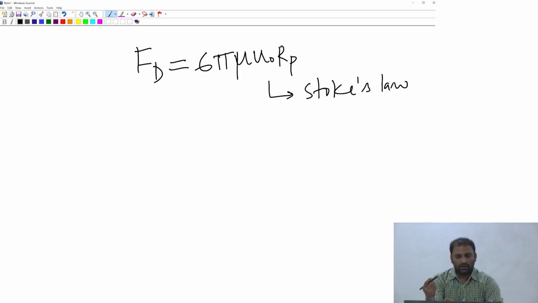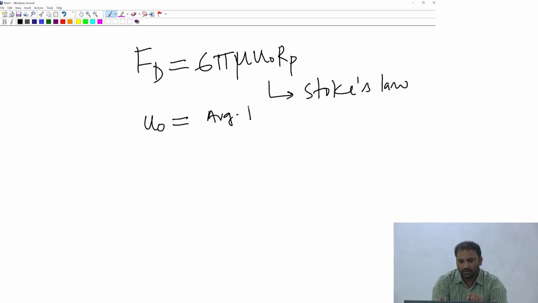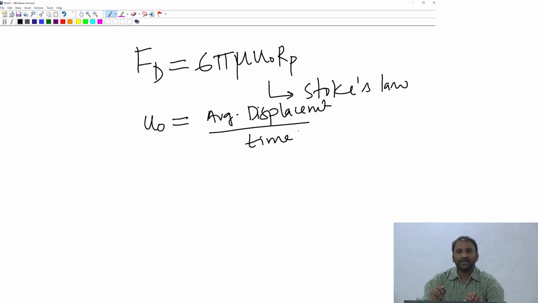Now, this is the velocity with which the particle is moving. If I know the average displacement over time, that is your average velocity. Now I have a movie in which the particles are moving. I can track the particles in every frame of the video and get their location, and therefore I have a way of calculating the average displacement of the particle per unit time, which gives me the velocity with which the particles are moving.